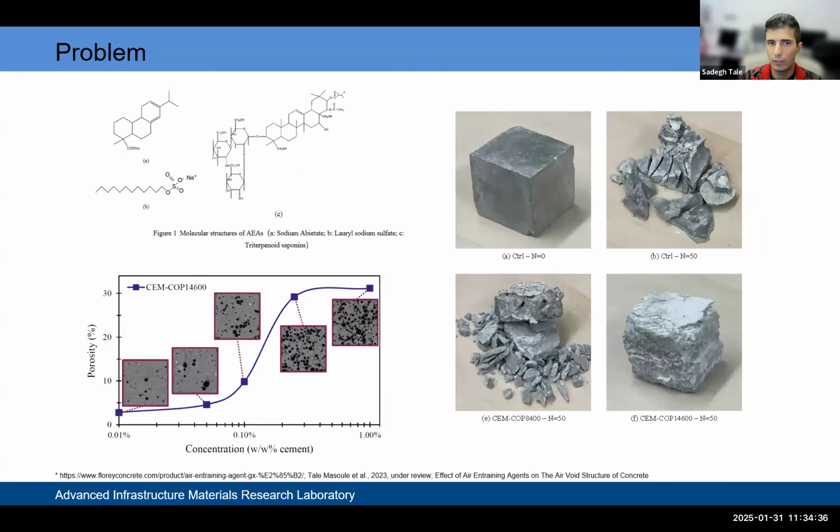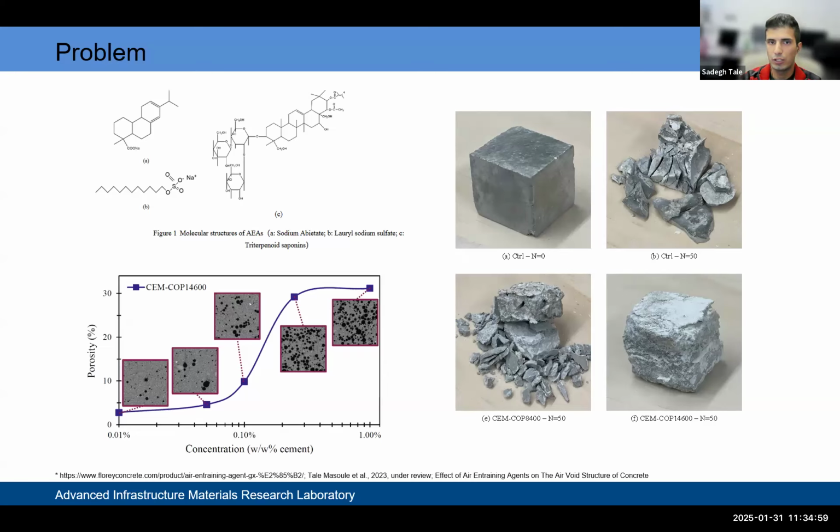And we know the solution to this. We add some chemical called air entraining agent to concrete, which basically increases the void volume inside. And these voids basically can act as hydraulic exhaust for the pressure that is building inside the concrete.